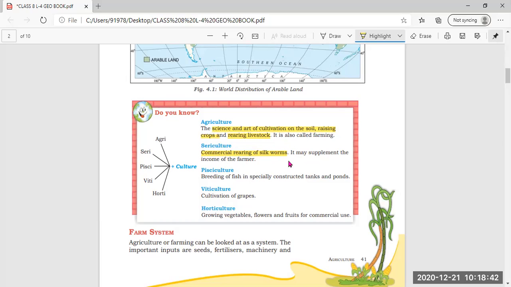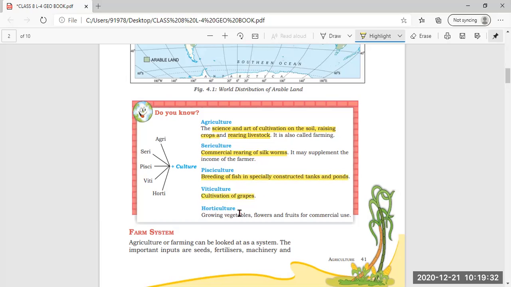It may supplement the income of the farmer. It may supplement the income of the farmer means it may increase or enhance the income, the money of the farmer by rearing the silkworm. Means the farmer can get more money by the rearing of silkworm, as he can sell the silk in the market and get more money from that. Then pisciculture means breeding of the fish in specially constructed tanks and ponds. So to keep the fish for supply or the profit motive, it is called pisciculture.